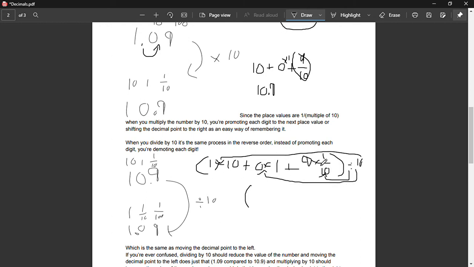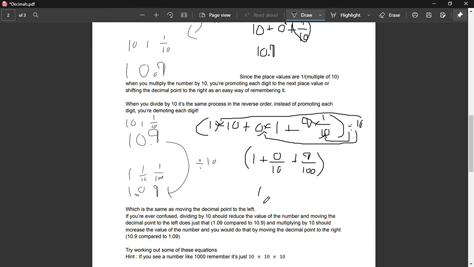So that's 1 times 10 divided by 10, that's just 1, plus 0 times 1 divided by 10, that's 0. Plus 9 over 10 divided by 10, that's 9 over 10 times 10, which is just 100. And we just got back here. If you write that out, that's 1.0 in the tenths place, and then 9 in the hundredths: 1.09. If you look at it, the decimal point just shifted over to the left and made our number smaller, because we're dividing.